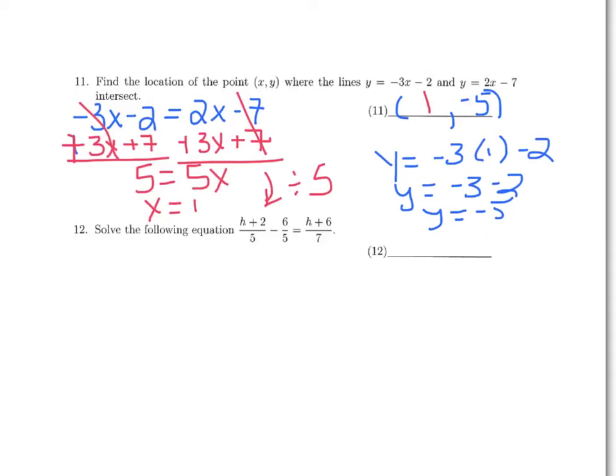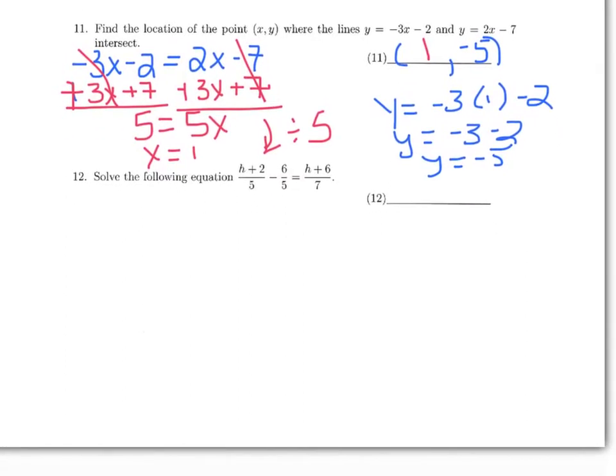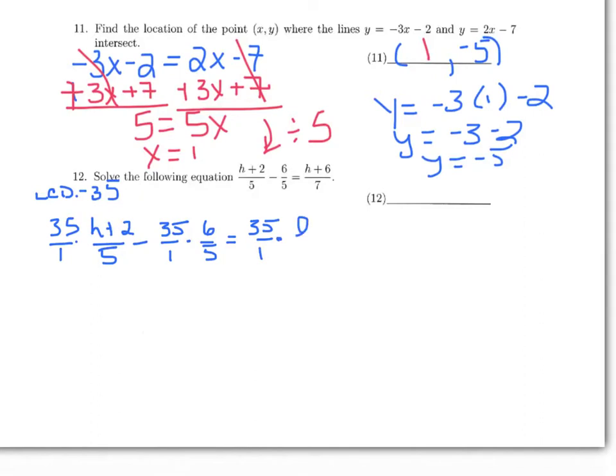Now for the next problem, it is a rational equation because we have fractions here, but there are no variables in the denominator. So the LCD that we're going to multiply through by is just 35. So let's multiply by 35. Let's write that out. 35 over 1 times h plus 2 over 5 minus 35 over 1 times 6 over 5 equals 35 over 1 times h plus 6 over 7. So we're just writing it so that we can now simplify.